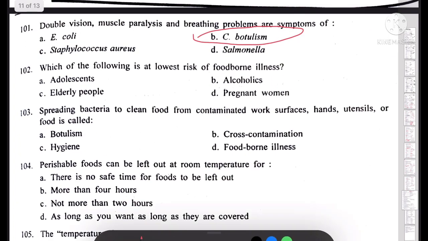Next, which of the following is at the lowest risk of foodborne illness? Adolescents, alcoholics, elderly people, or pregnant women. So the correct answer to this is adolescents. These are at lower risk of foodborne illness. Next, spreading bacteria to clean food from contaminated work surfaces, hands, utensils, or food is called botulism, cross contamination, hygiene, or foodborne illness. So the correct answer is cross contamination.